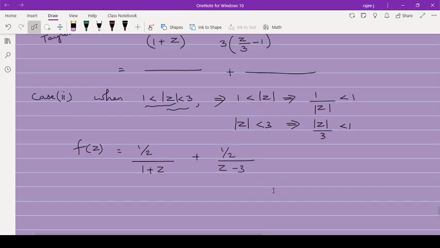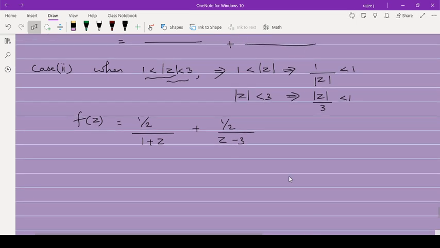Now we need to write this in 1 by z form. So I will take z common into 1 by z plus 1, from here z is common, plus here 1 by 2 upon, and here what should come? z by 3 should come. So here I will write z by 3, and here minus 1, and here 3 is taken common.